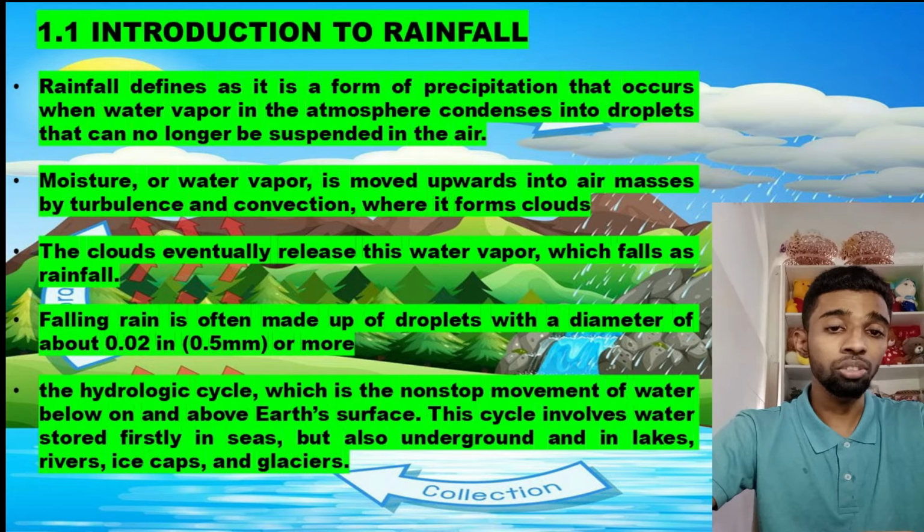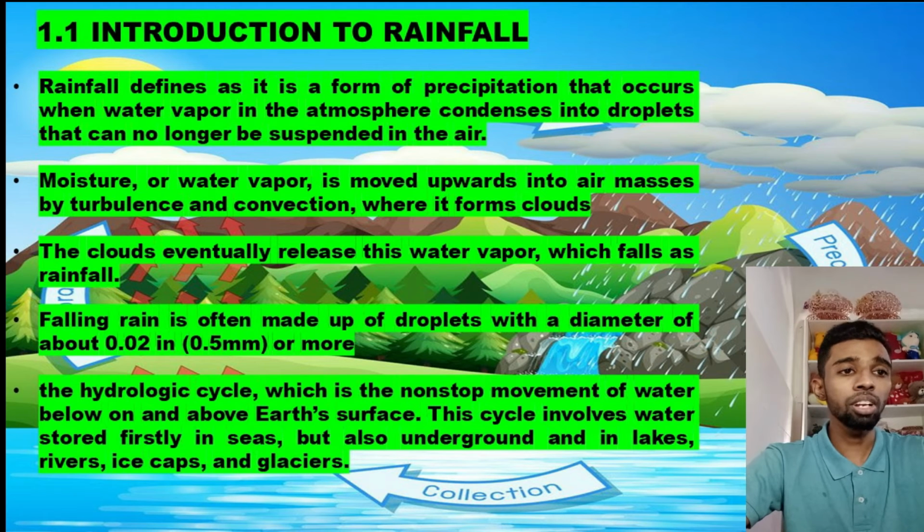Today I'm going to give the introduction to rainfall. Rainfall is defined as a form of precipitation that occurs when water vapor in the atmosphere becomes droplets that can no longer be suspended in the air.